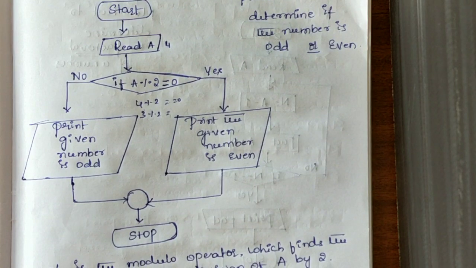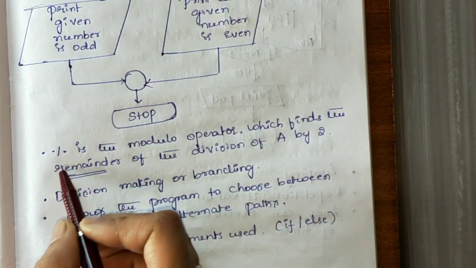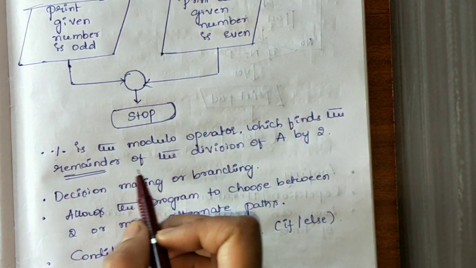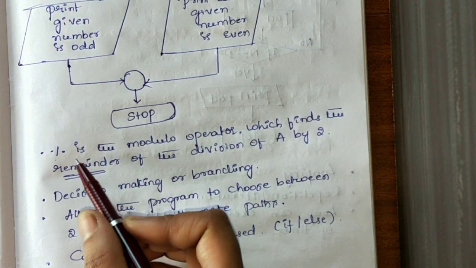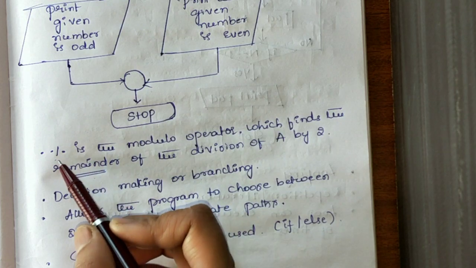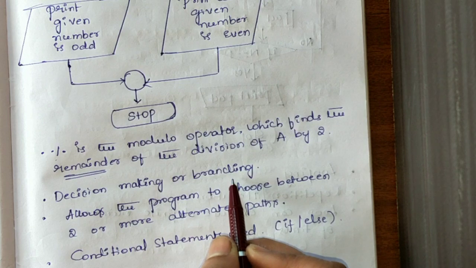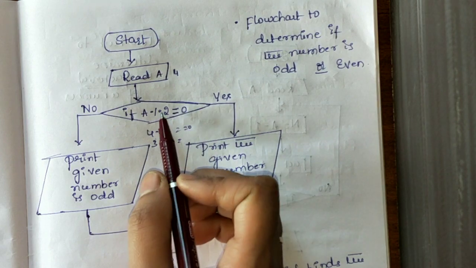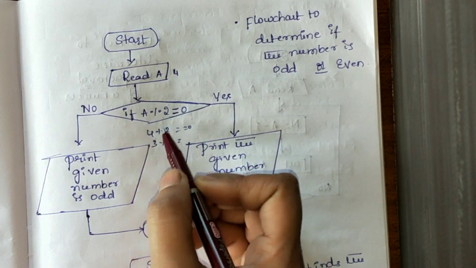And in this flowchart you need to observe many points. See, this is the modulo operator, which finds the remainder of the division of a by 2. That is, the remainder we get is indicated by this modulo operator. And a decision-making or branching statement is used here. The decision-making statement we used is whether a modulo 2 is equal to 0 or not. That one we write inside the diamond symbol.